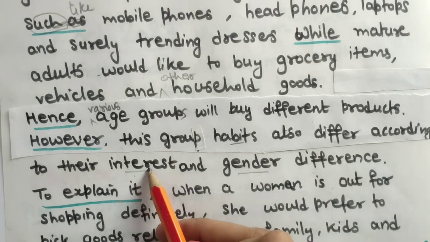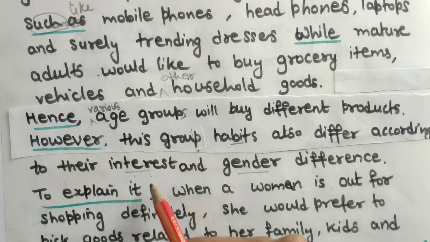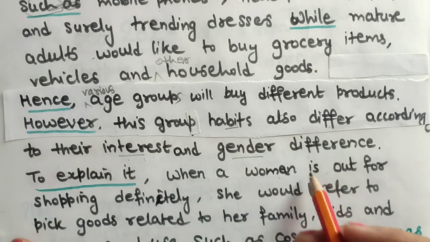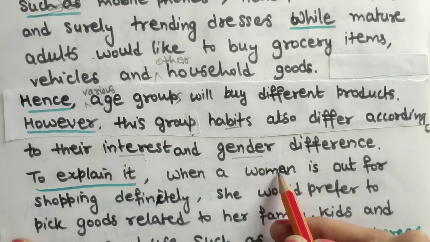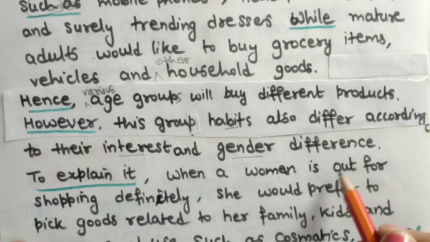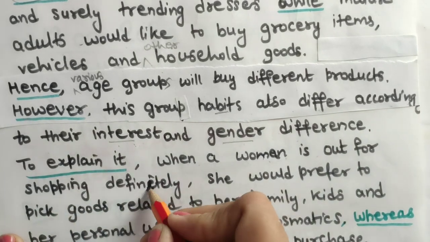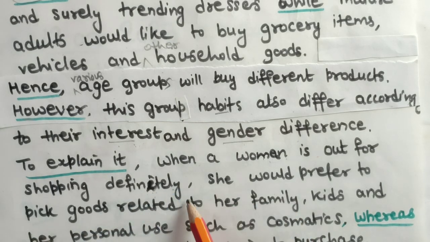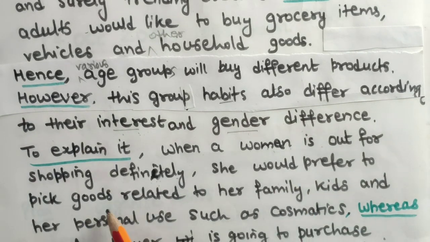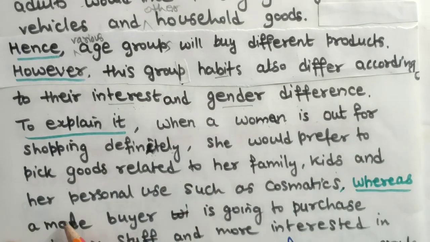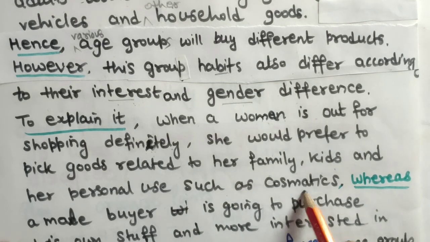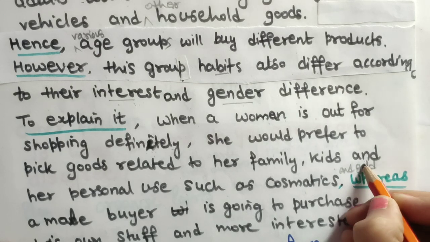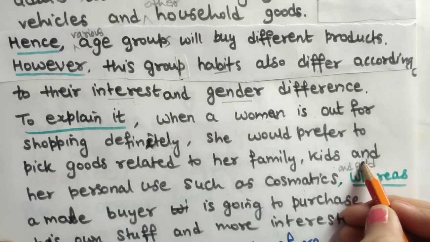So see, whatever point I have described in brainstorming and planning, I am just describing it to explain it. When a woman is out for shopping, definitely she would prefer to pick goods related to her family, kids, and her personal use, such as cosmetics and gold jewelry, you can write.